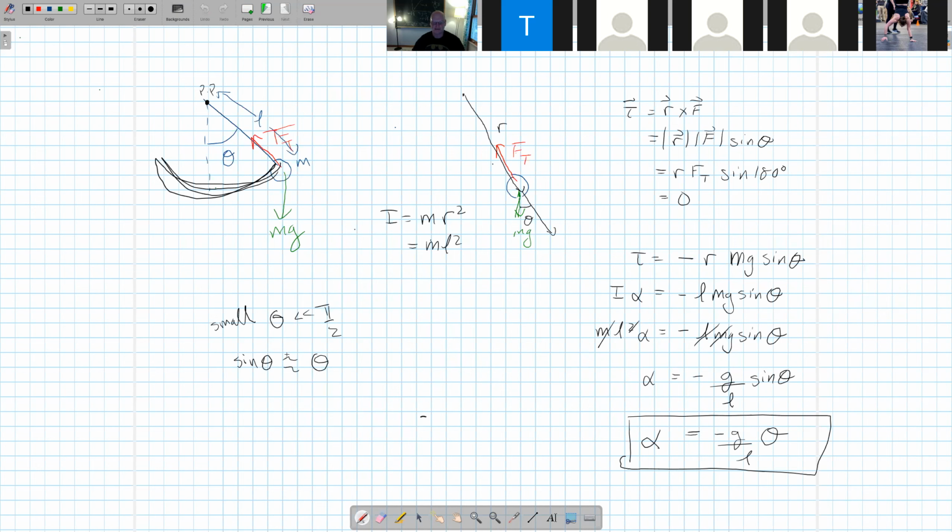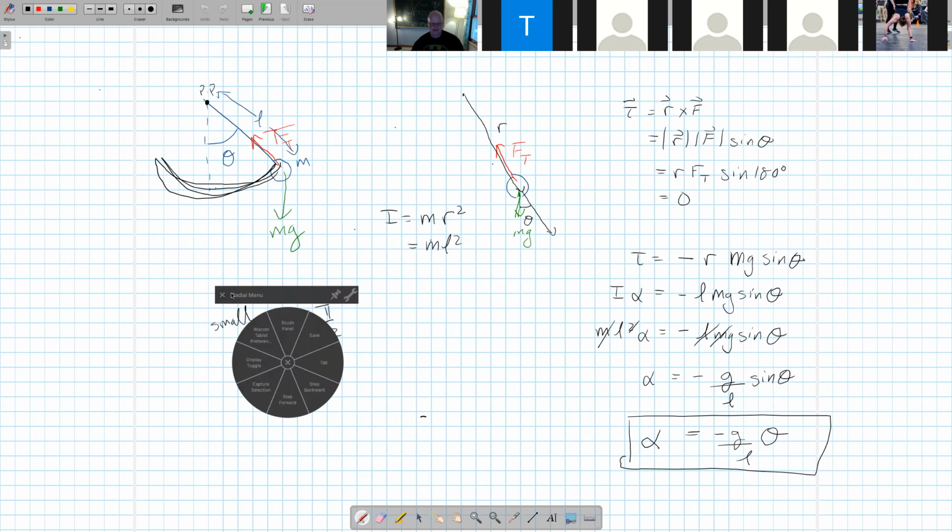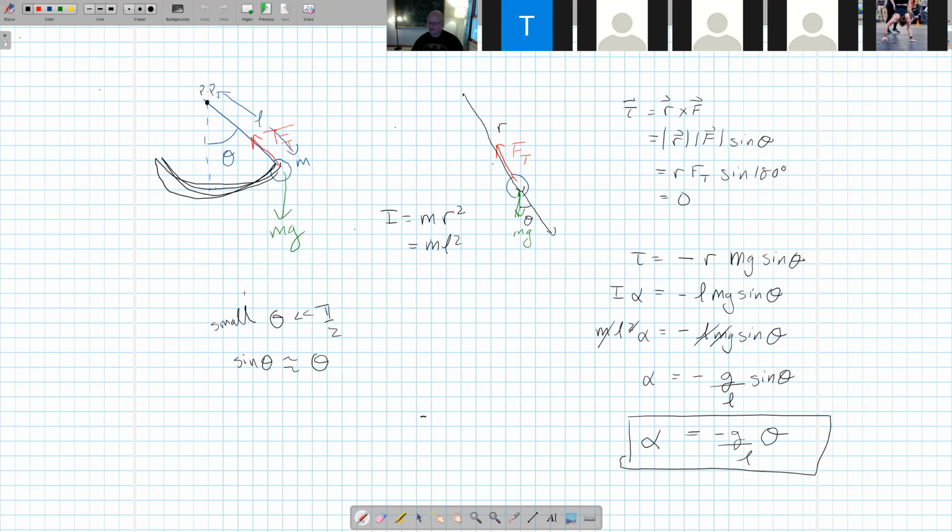angular frequency is. So according to this, whatever shows up in front of that theta and after the negative is the angular frequency squared. So comparing these two says that the angular frequency squared is equal to g divided by L, which then implies that the angular frequency for our simple pendulum is simply the square root of g divided by L. So this is our angular frequency for a simple pendulum. So this is true only for a simple pendulum.